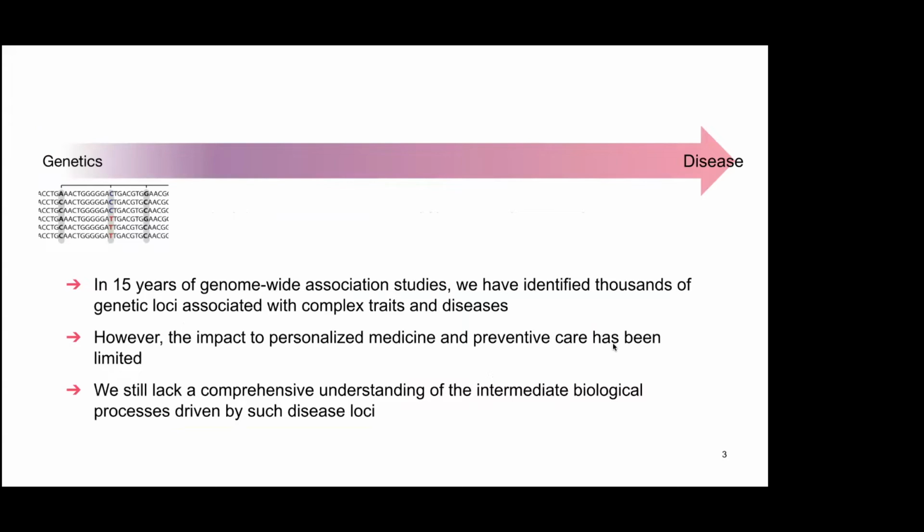Okay, so in 15 years of genome-wide association studies, we have identified thousands of genetic variants associated with complex traits and diseases. However, there have been great promises of the impact that these findings will have on personalized medicine and preventive care, but the actual impact has been relatively limited. And one of the main reasons is that we still lack a comprehensive understanding of the intermediate biological processes underlying the manifestation and the progression of a disease.